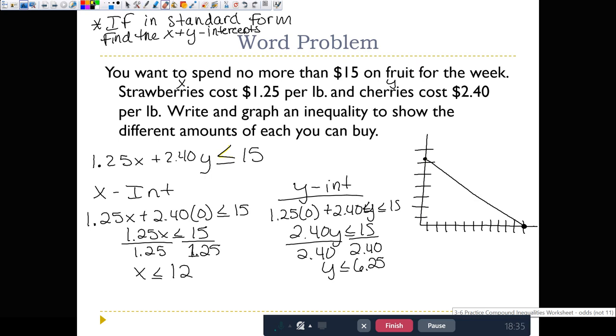So that means I'm going to shade here, this whole area. So that means I could buy 2 strawberries and 2 cherries because I can get any value. It doesn't say that I have to spend all $15. It just says I can. So I can get any value that's in here. I can get 1.5 pounds of strawberries, or 4.5 pounds of strawberries and 2 pounds of cherries, as long as it's inside that amount. That's all that matters.